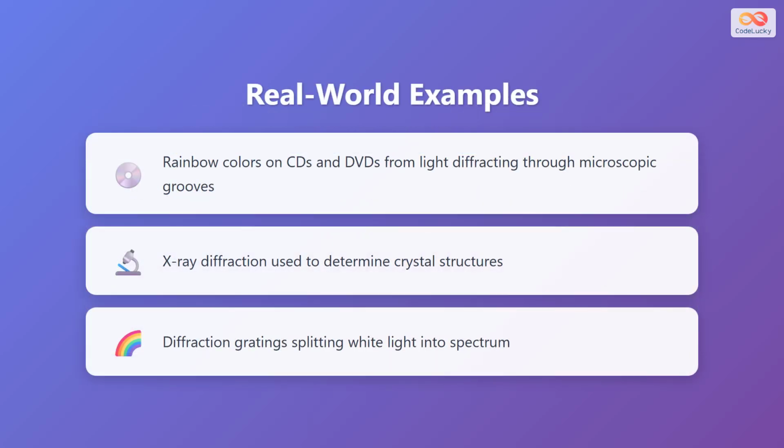Diffraction appears in many real-world situations. Have you ever noticed rainbow colors on the surface of a CD or DVD? Those colors are produced by light diffracting through the microscopic grooves on the disc surface. In science, X-ray diffraction is a powerful technique used to determine the structure of crystals and complex molecules, including DNA. Another common application is the diffraction grating, which is an optical device that splits white light into its component colors, or spectrum, by using the principle of diffraction through many closely spaced slits.